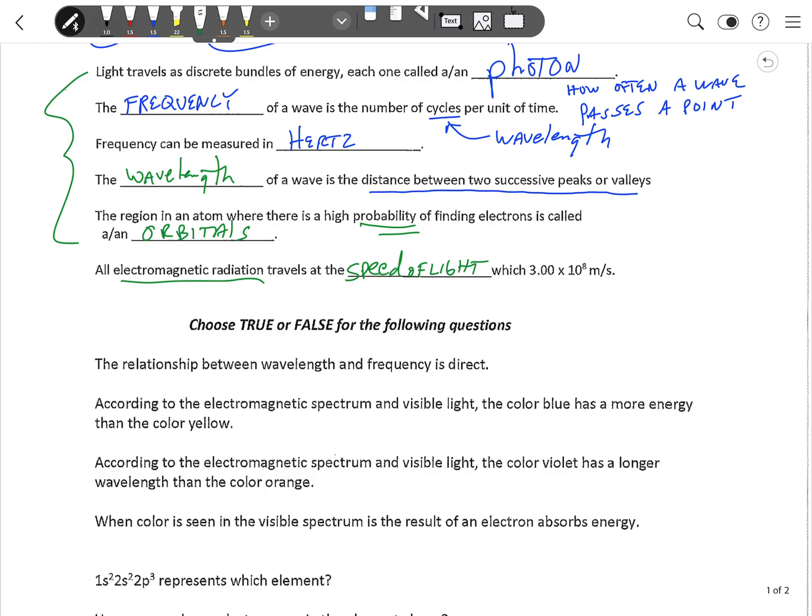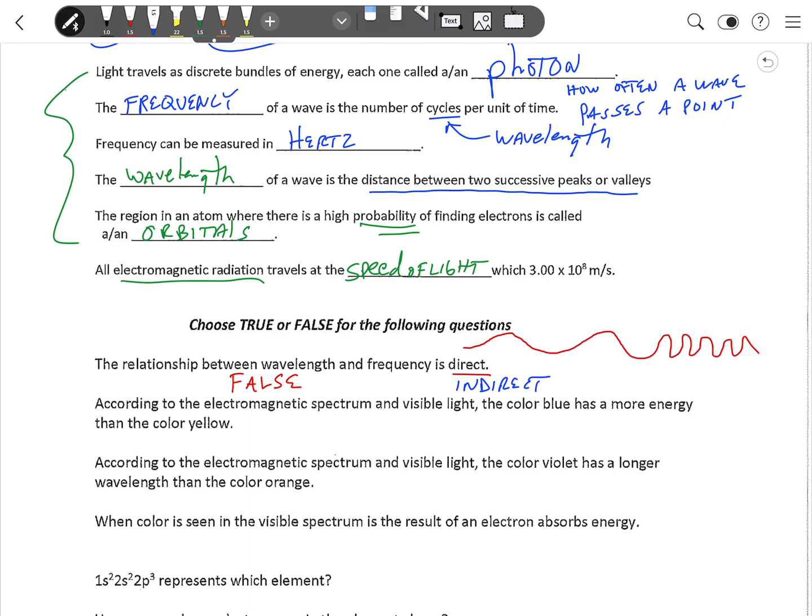Now, true or false, and that's also on your test. So let's talk about this one. The relationship between wavelength and frequency is direct. That happens to be a false statement, because when you look at waves, the longer they are, the less frequently they pass a certain point. So that answer is false. It happens to be indirect.